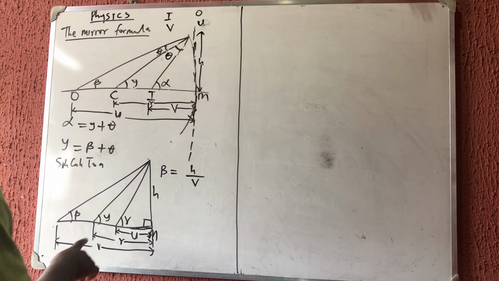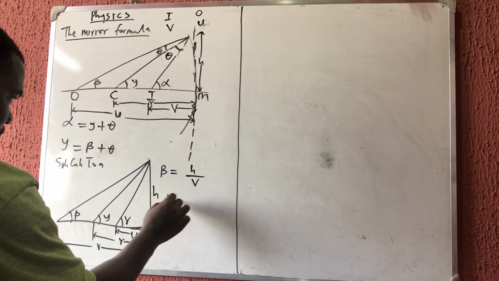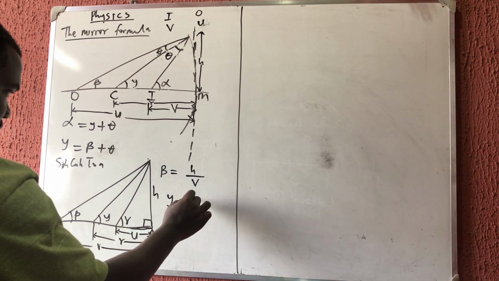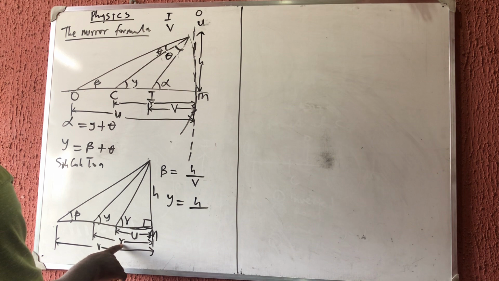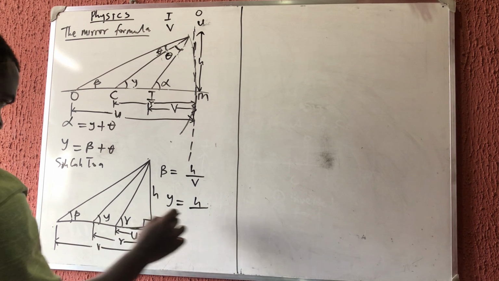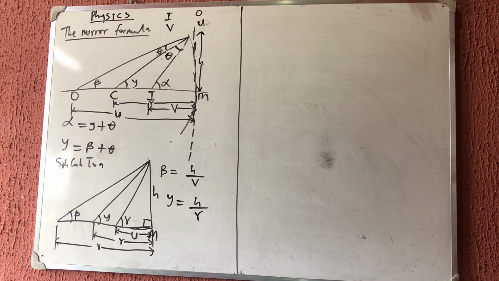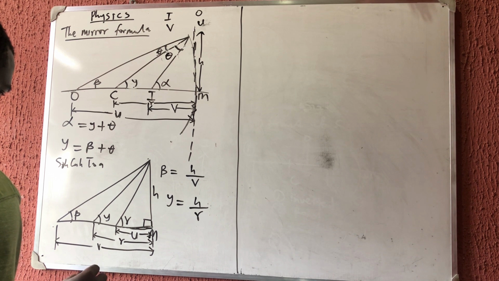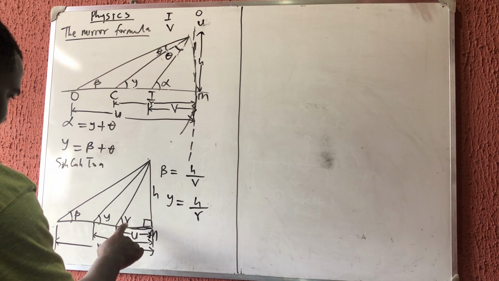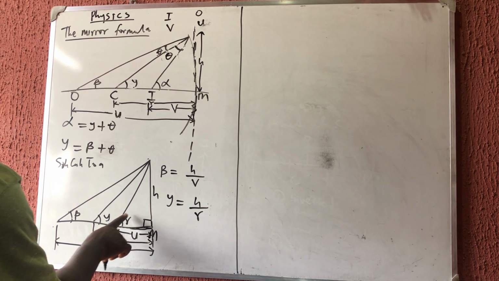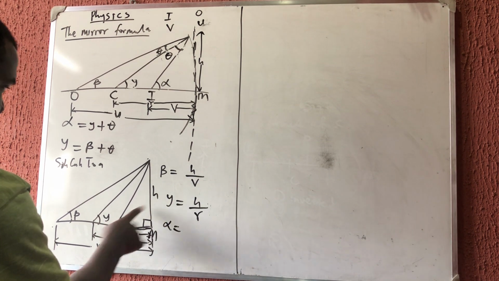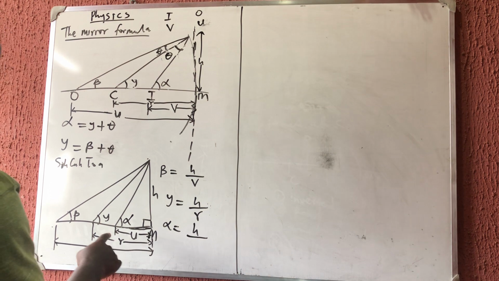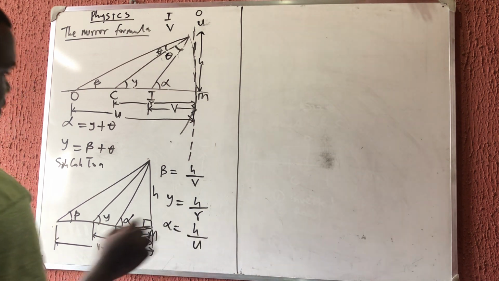Let's check what our Y is. Our Y is equal to opposite again, H, over the adjacent, which is R, from here to here. Then our alpha here is alpha, not R. So for our alpha, opposite again, H over adjacent, and the adjacent here is U.